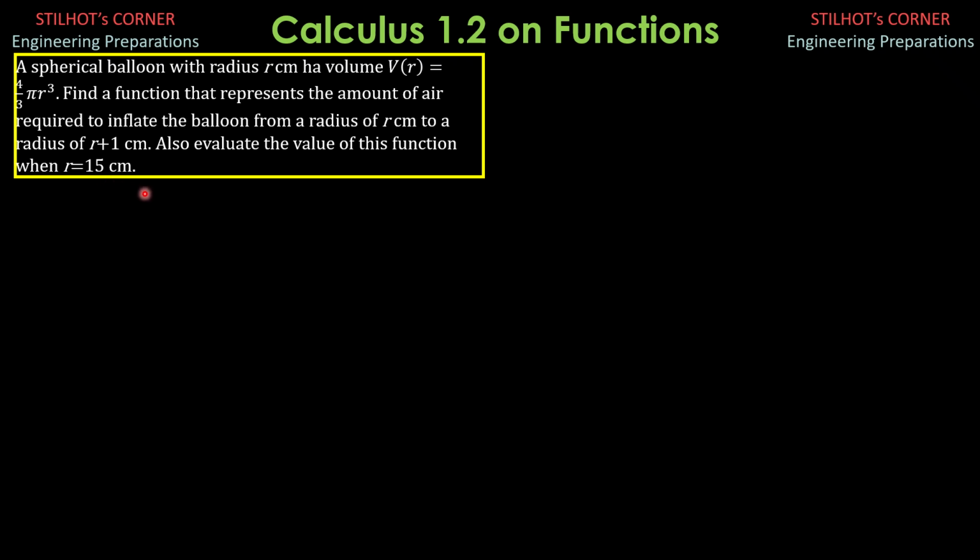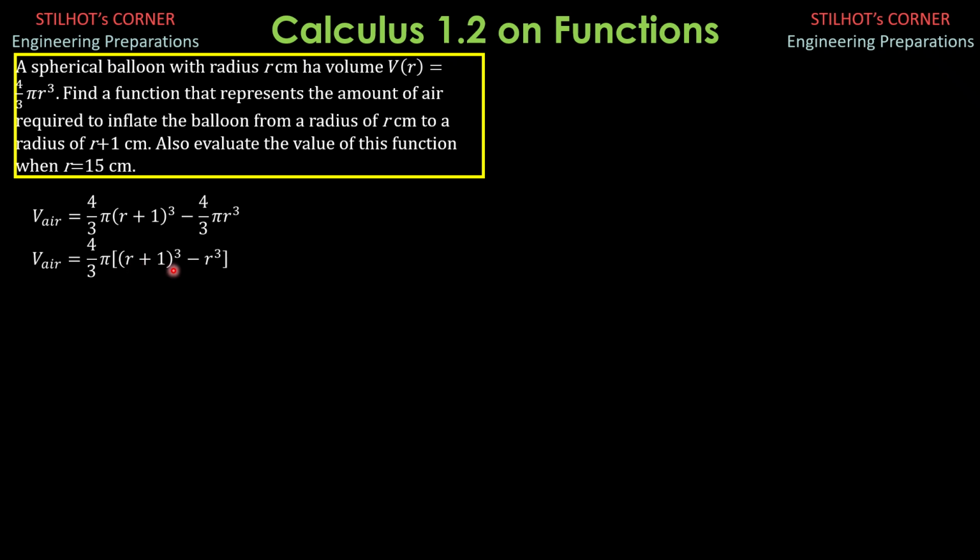So this volume of air required to inflate the balloon from a radius of r cm to a radius of r plus 1 is simply the difference of the volume when the radius is r plus 1 and when the radius is r. So we simply substitute it into this formula here. So volume of air required is 4/3 pi (r plus 1) cubed minus 4/3 pi r cubed. So factoring out 4/3 pi, volume of air is 4/3 pi times ((r plus 1) cubed minus r cubed). Then this is supposedly the expression, but we want to simplify this by algebra.